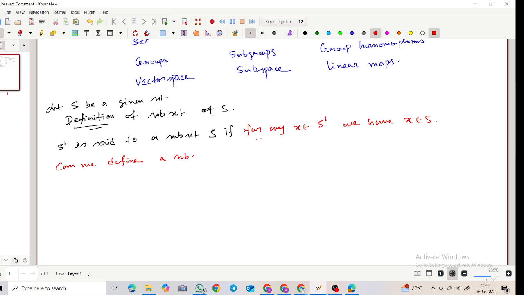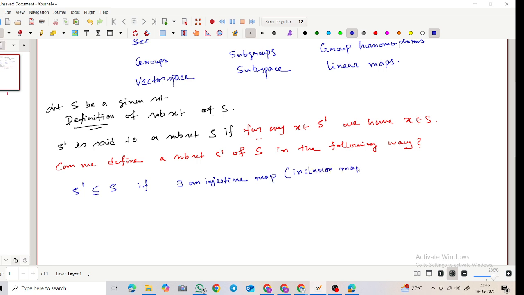But can we define a subset S prime of S in the following way? That S prime is a subset of S if there exists an injective map, which is known as the inclusion map, from S prime to S denoted by i. What does i do? So i is from S prime to S. What does i do? i sends x to x. This can be regarded as an alternative definition, right?